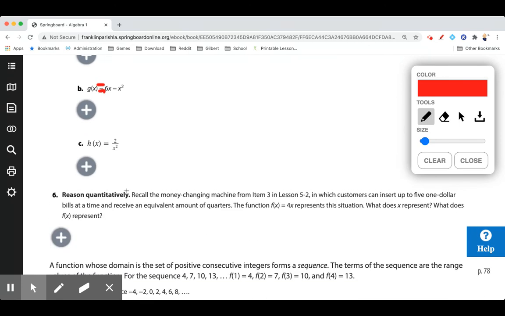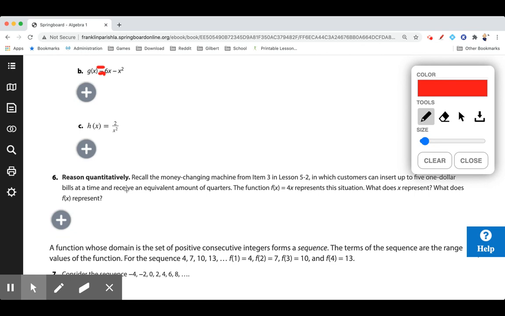Number 6, recall the money changing machine from item 3 in lesson 5.2, in which the customers can insert up to 5 $1 bills at a time and receive an equivalent amount of quarters. The function f of x equals 4x represents this situation. What does x represent and what does f of x represent? Well, x represents the number of dollar bills you put in. f of x represents the number of quarters you get out.